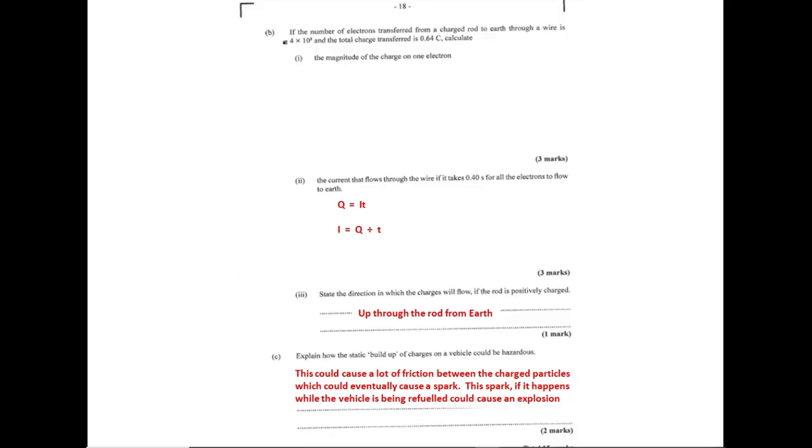So these are the amount of electrons here. So for this one, with a charge of 0.64 coulombs, it transferred 4 times 10 to the 8 electrons. So what charge would transfer 1 electron? It's gotta be less, because this is 4 times 10 to the 8. So how I would see this would be something like this.